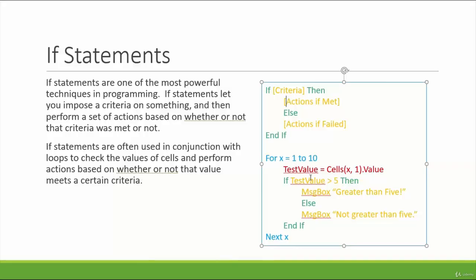So looking at this example, we have a for loop here, for x equals 1 to 10. We're pulling our test value using that x, so this might be a case where we're looking at a row or something like that. And then if this value is greater than 5, we want to get a message box that tells us that. Otherwise, we want to get a message box that specifies that as well.